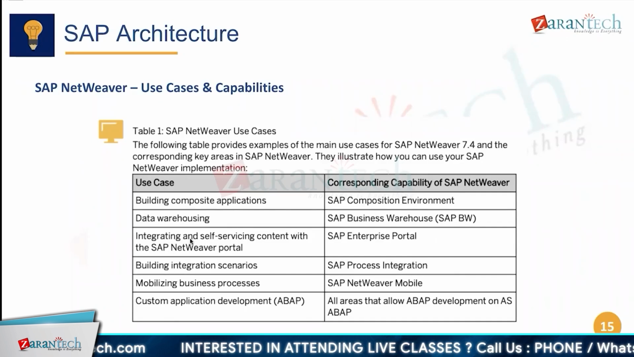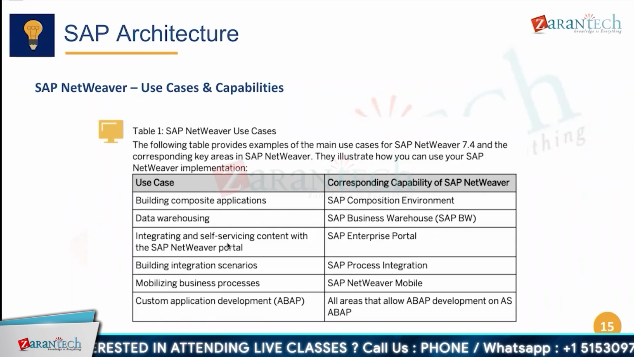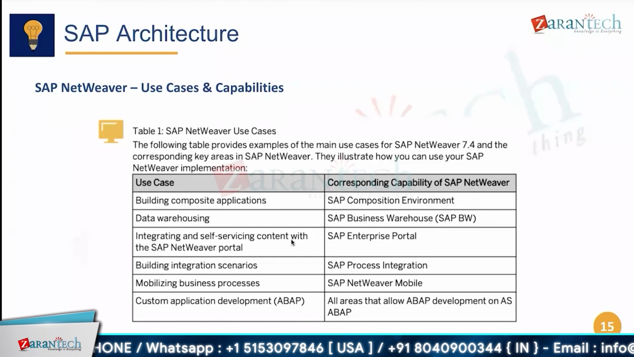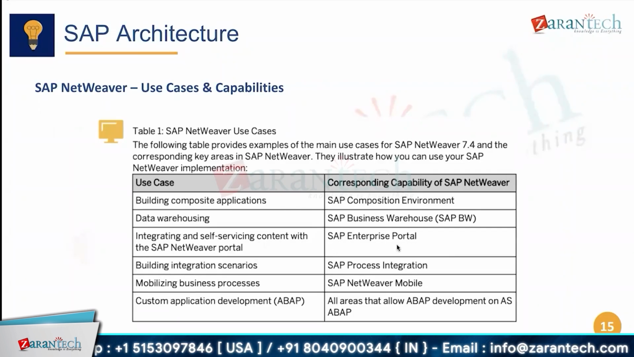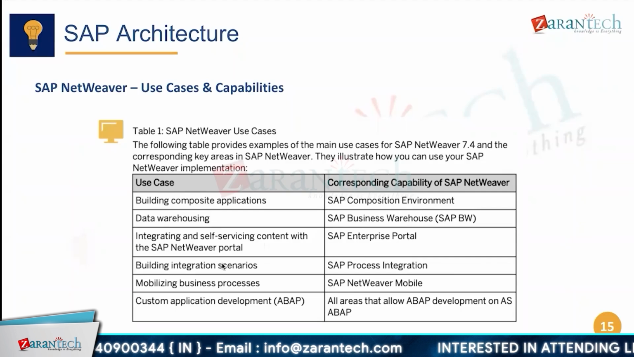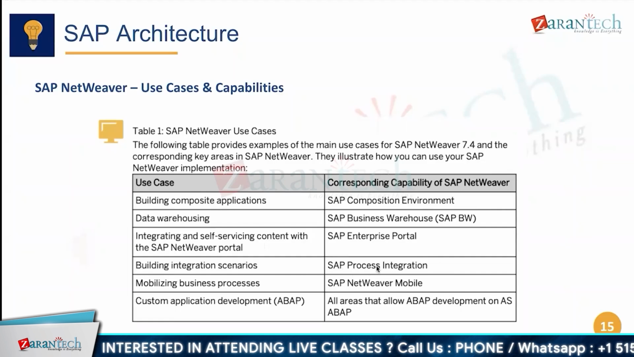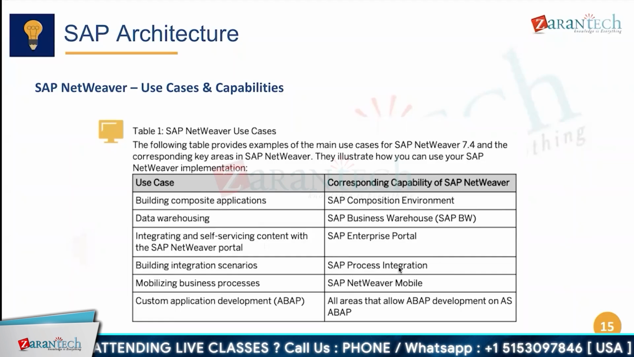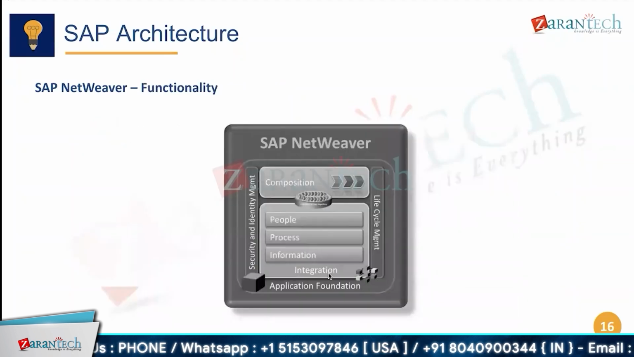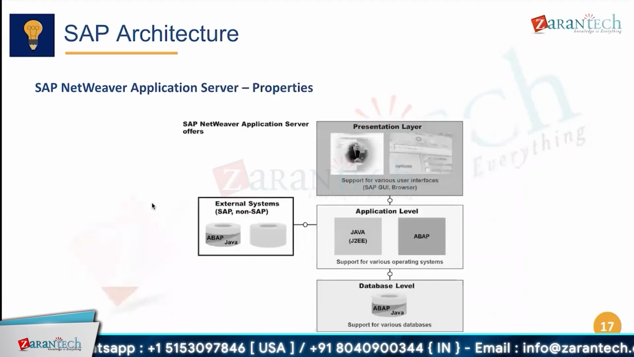Integrating and self-servicing content with the NetWeaver Portal. For example, an end user launches a URL and sees the data. He places orders there. That is the NetWeaver Portal, provided by the Enterprise Portal. It's again a different product. Building integration scenarios, from your ERP to the external world: how do you do it? Process Integration, now they call it PO. SAP PI is what you use. And for mobility, SAP NetWeaver Mobile.